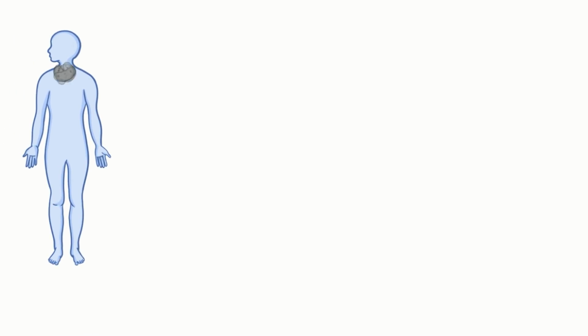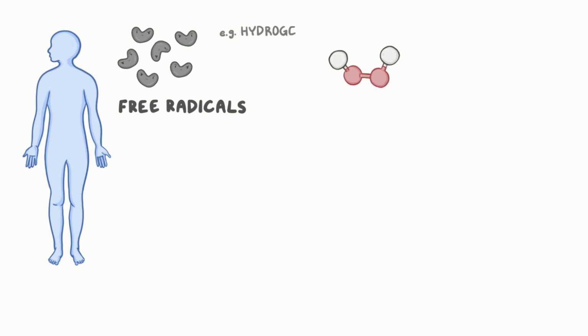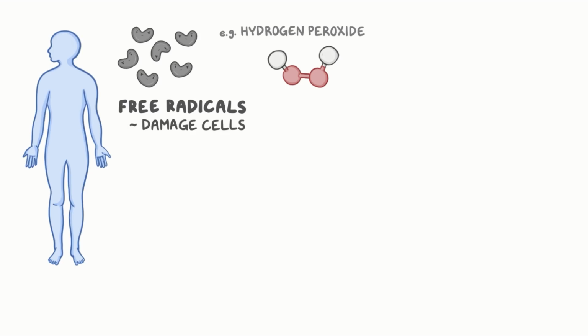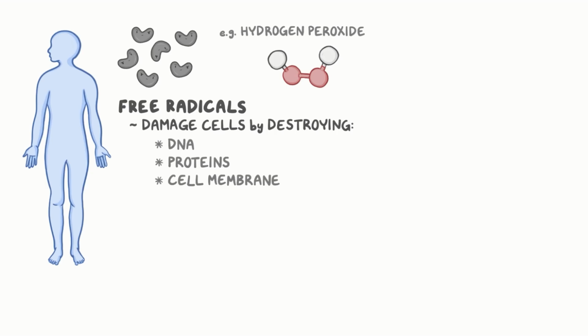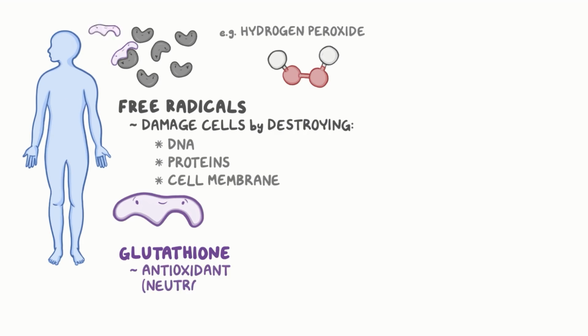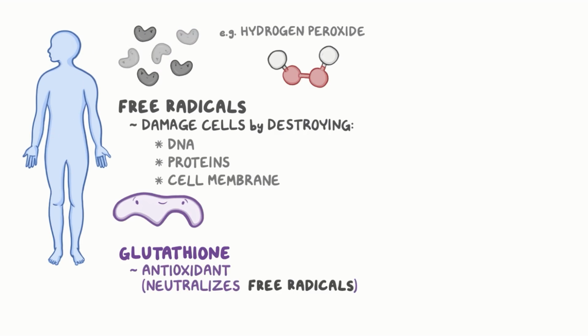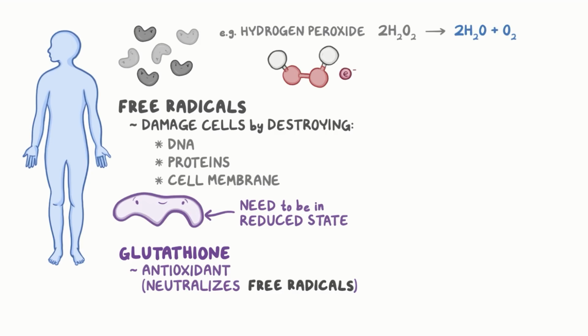Now, normally, as part of the metabolic process, our body produces free radicals like hydrogen peroxide, or H2O2. Free radicals can damage the cells in many ways, including destroying the DNA, proteins, and the cell membrane. Now, we have a molecule in our body called glutathione, which acts as an antioxidant and goes around and neutralizes these free radicals. In order to function, these molecules need to be in the reduced state, where they can donate an electron to the H2O2 and convert it into harmless water and oxygen.